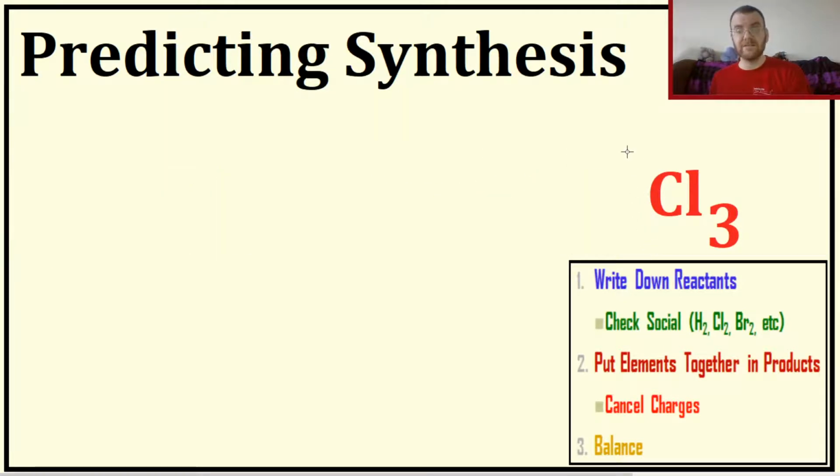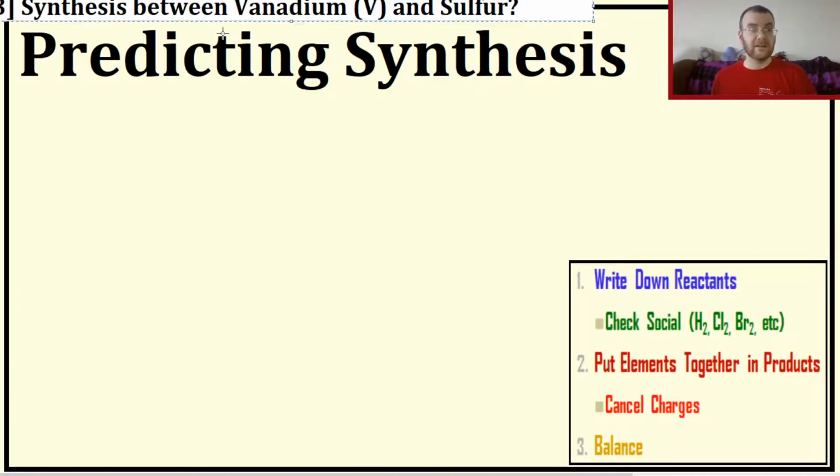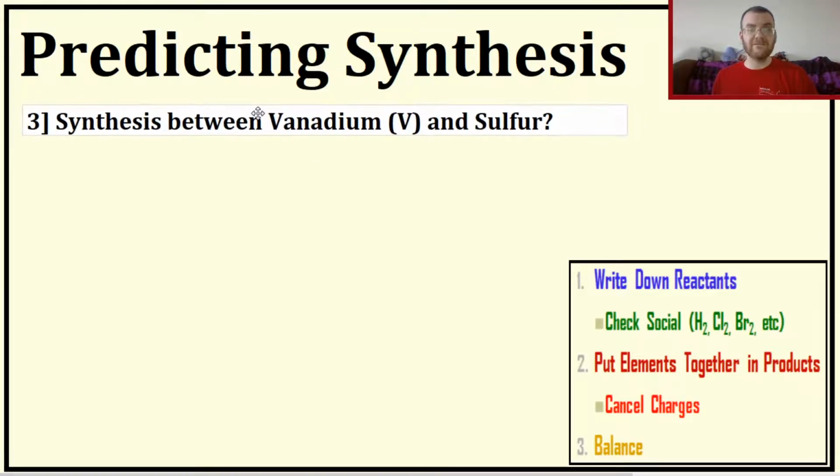Okay, so I'm just going to get rid of this, and we're going to go down to our third and final question, and that is vanadium 5. That's what that V means. A V in Roman numerals means 5, and sulfur.